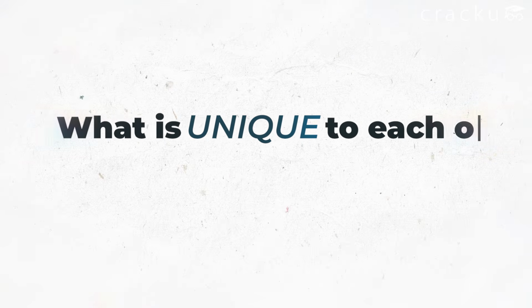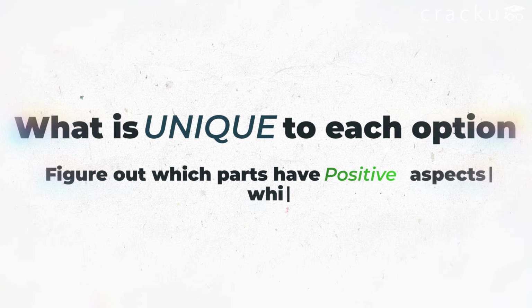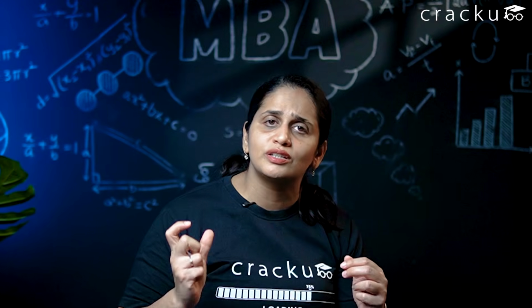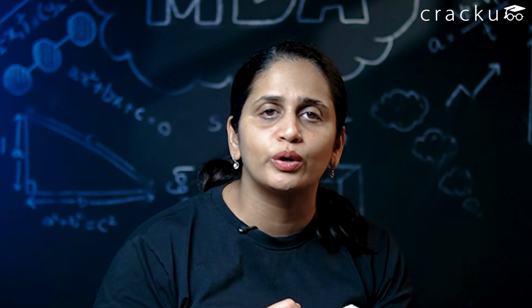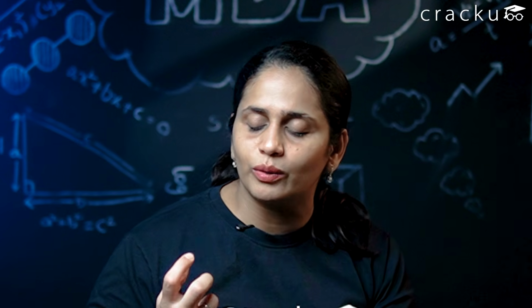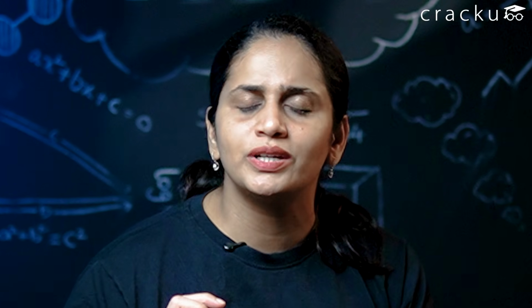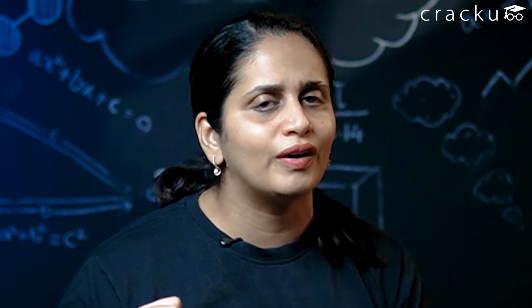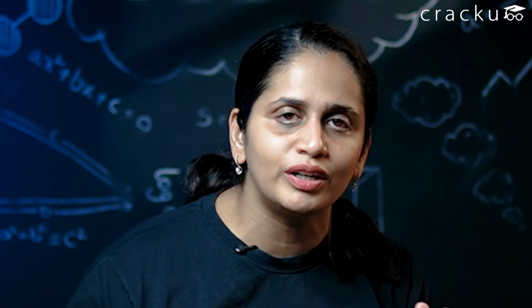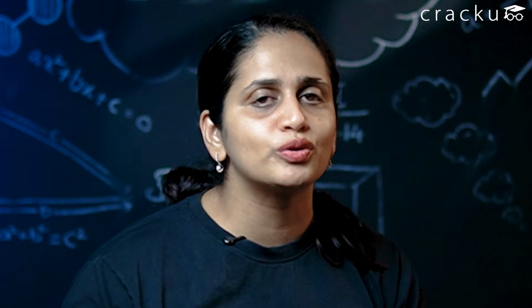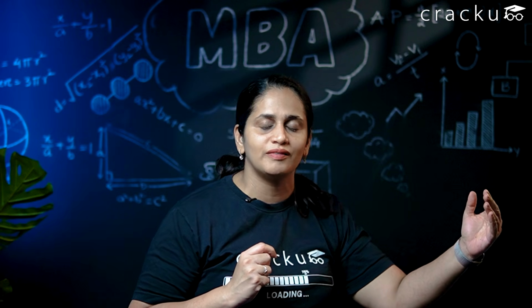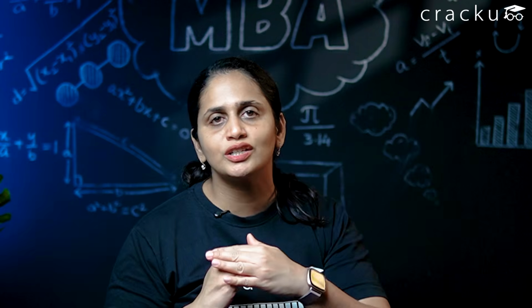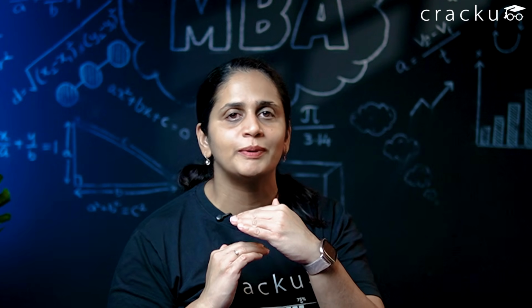So in this 30%, look at what is unique to each option. Figure out which parts have positive aspects and which have negative aspects. Look for distortions, look for twists in reasoning, logic, words you are not entirely sure of. Based on that, you will be able to figure out that, okay, this option has a distortion, or this option is giving something irrelevant, while the other option has given something which is relevant to the answer. With that, you will be able to choose the correct answer. Confusion is due to being overwhelmed by the positive aspects. Remove the positive aspects, just focus on the unique aspects of each option.